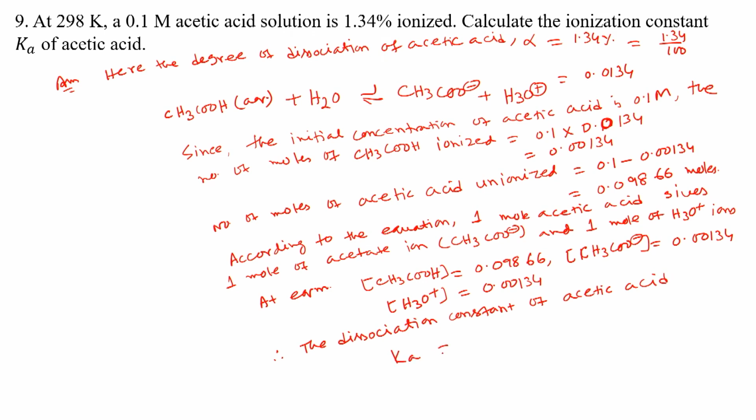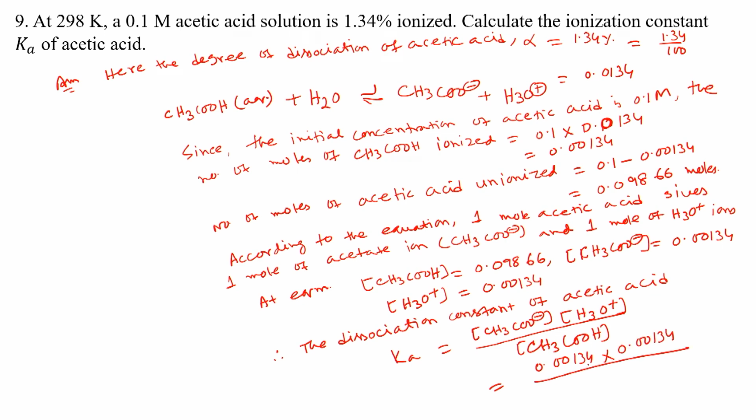So therefore K, the dissociation constant of acetic acid, K is concentration of products on the right hand side, concentration of acetate ion times concentration of H3O plus ion by concentration of acetic acid. So if we simplify this one, we get 0.00134 for acetate ion, 0.00134 for H3O plus, and 0.09866 for acetic acid. So if we simplify, we get 1.82 times 10 to the minus 5.